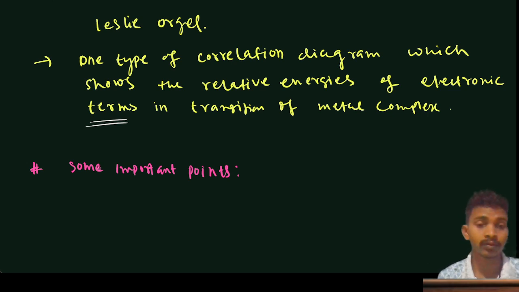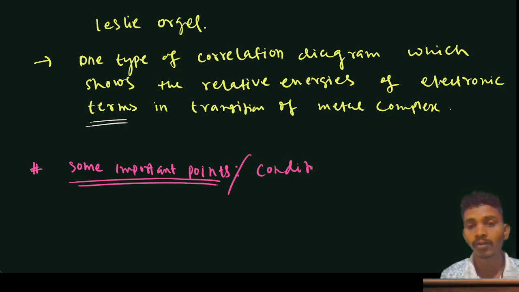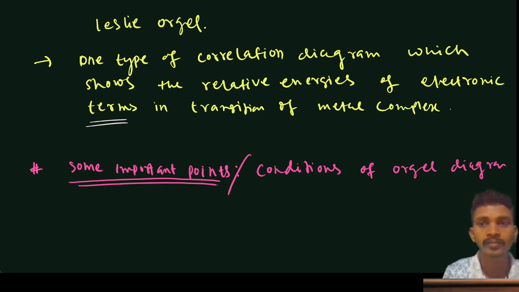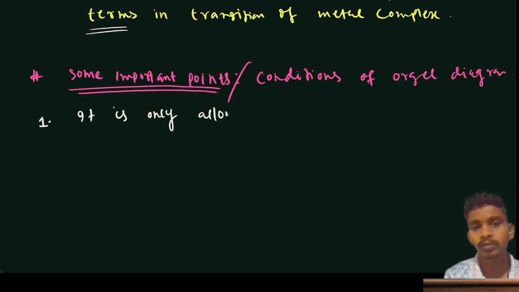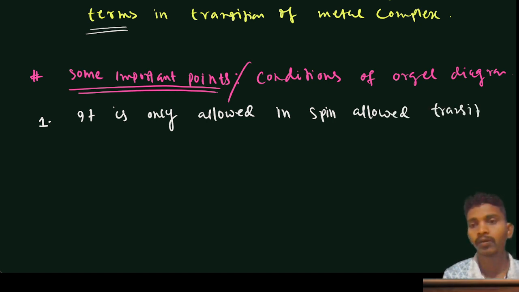You can say these are the limitations of Orgel diagrams, or the conditions under which these Orgel diagrams apply. The first condition is that it is only applicable to spin allowed transitions. Very important point. First point is it is allowed only for spin allowed transitions.